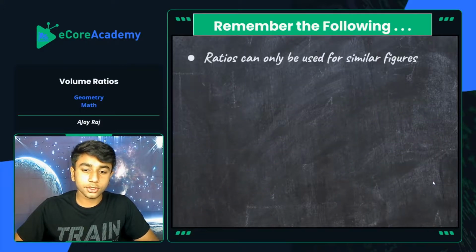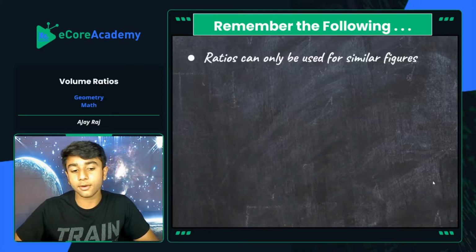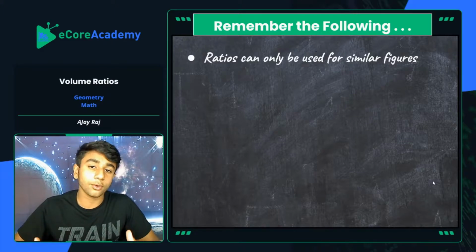And finally, I just want you guys to remember the following, that ratios can only be used for similar figures. So this only applies to similar figures, not figures that are out of this category. It just does not apply because they do not have corresponding side lengths or corresponding angles.